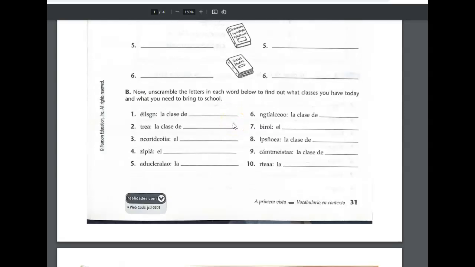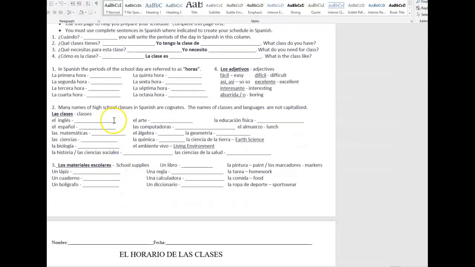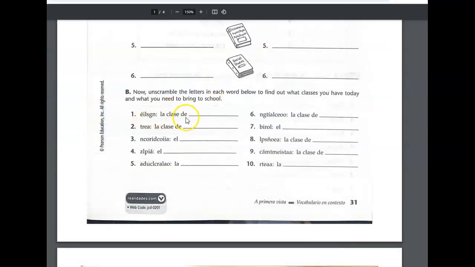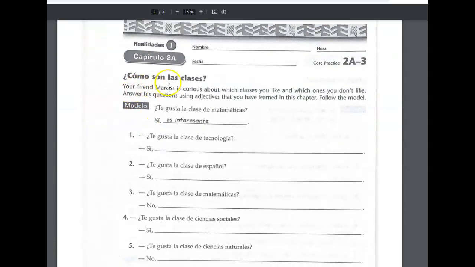Part B, now unscramble the letters to find out what classes you have today and what you need to bring to school. So these are classes and materials. So category 2 and category 3 in your handout. Number 1 would be la clase de inglés. Number 2 would be la clase de arte. Number 3, el diccionario. Just have to unscramble. Next page. ¿Cómo son tus clases? How would you describe your classes?